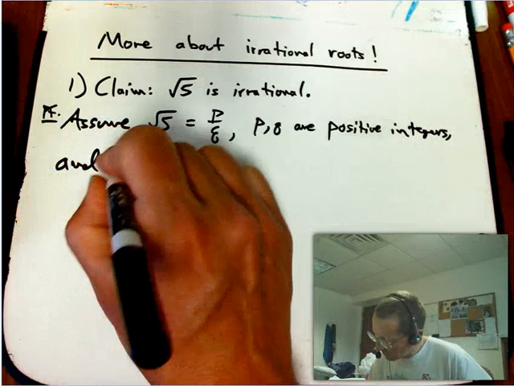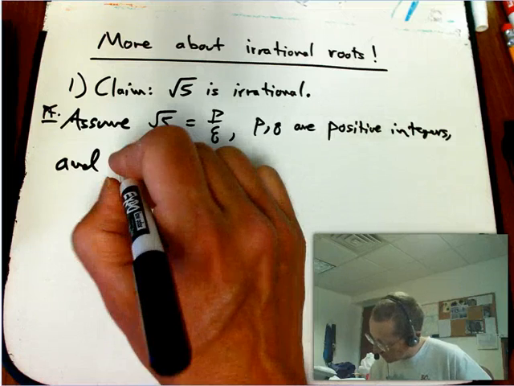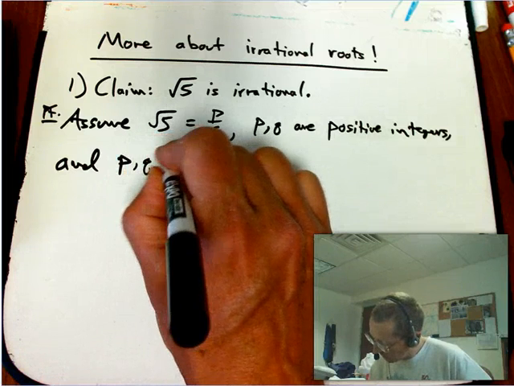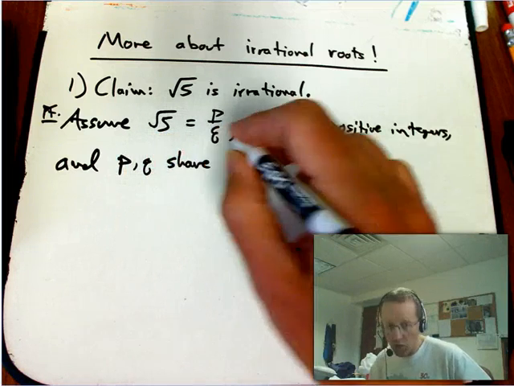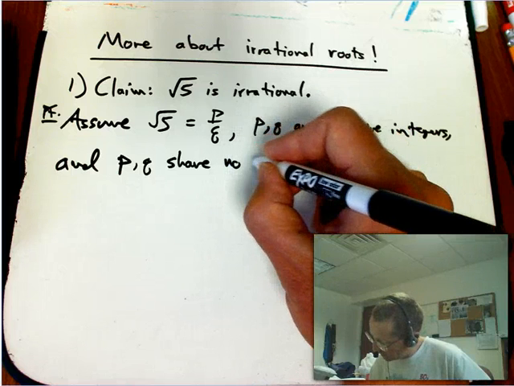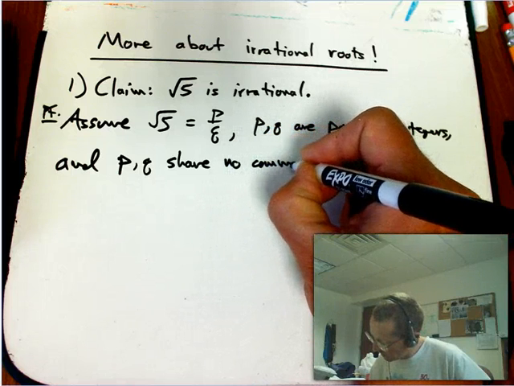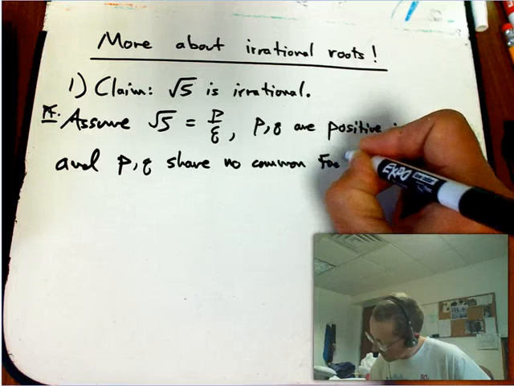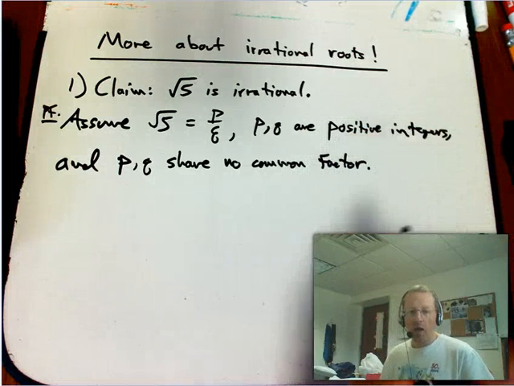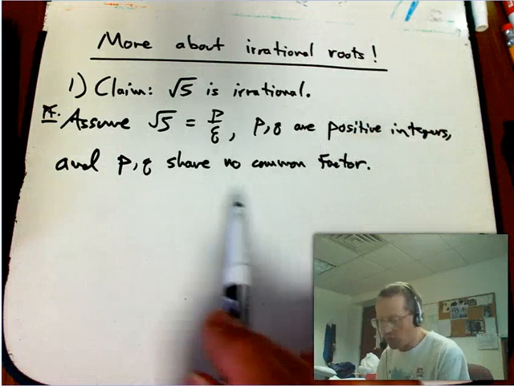And p and q share no common factor. In other words, that fraction is in lowest terms. And we're going to take that assumption and try to drive towards a contradiction.